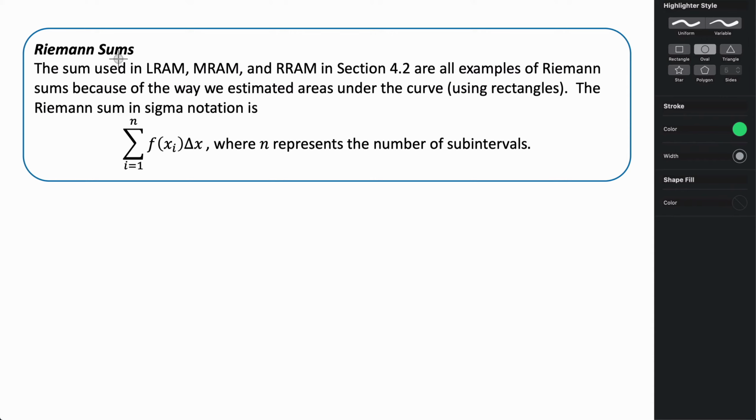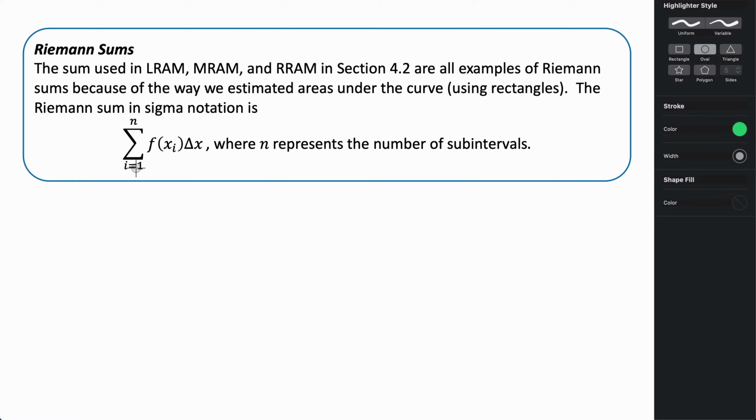In this video, we're going to be talking about Riemann sums and something called the definite integral. So in the last section, when we talked about left, right, and midpoint rectangular approximation methods, those were all examples of Riemann sums. And these were used to help us estimate area under the curve, and we used rectangles.